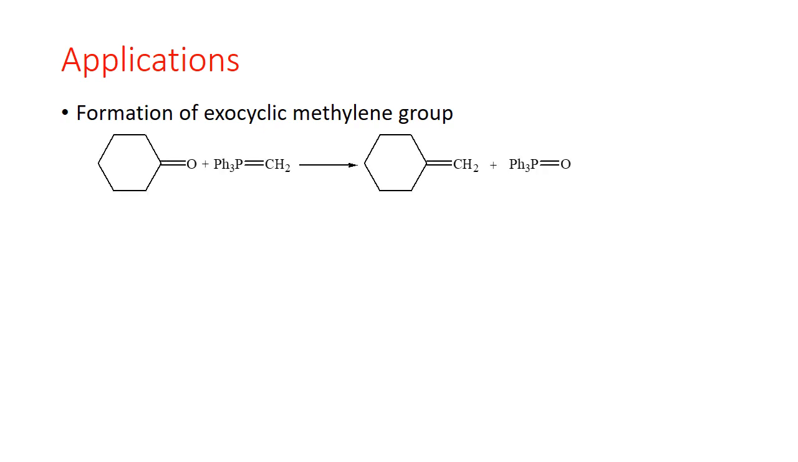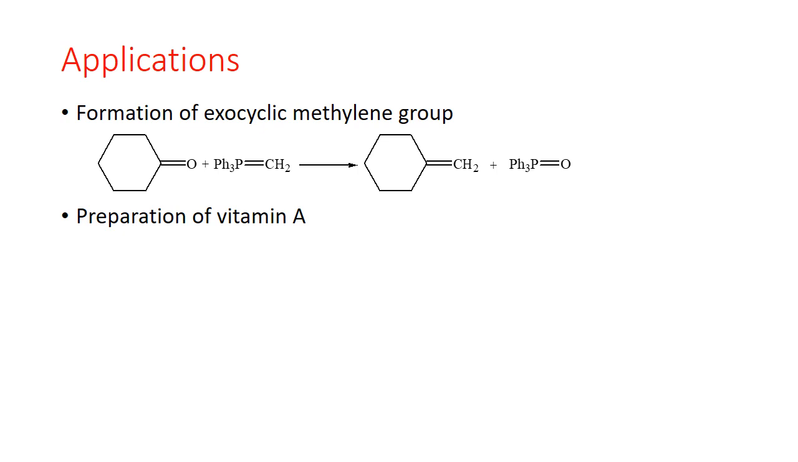Some of the applications include the formation of an exocyclic methylene group. As we can see, we have cyclohexanone. When we treat it with that, we form an exocyclic carbon to carbon double bond. Exocyclic means that the double bond is on the outside, not within the cycle. So as you can see here, we are forming a double bond outside the ring of the cyclohexane.